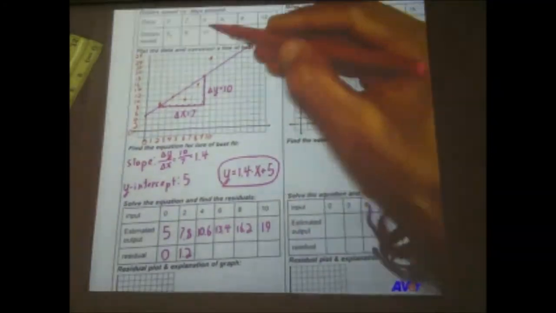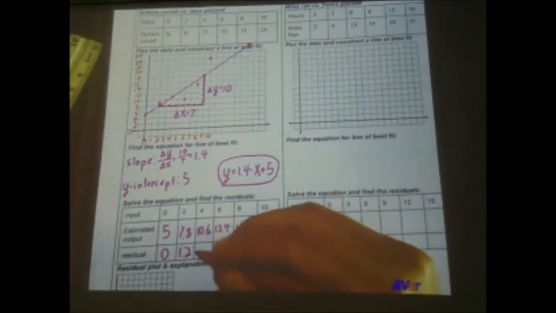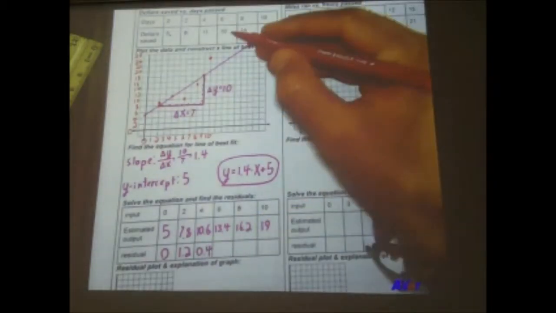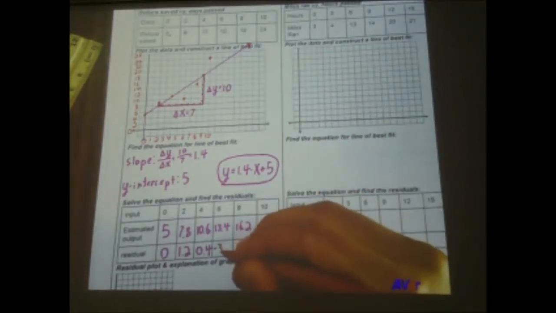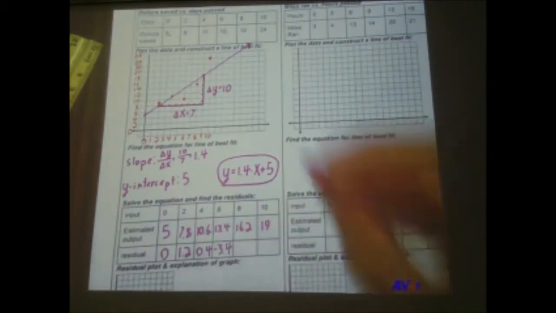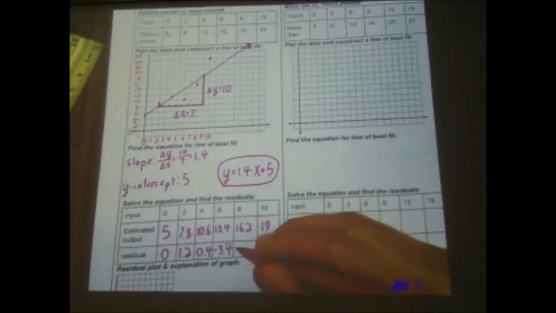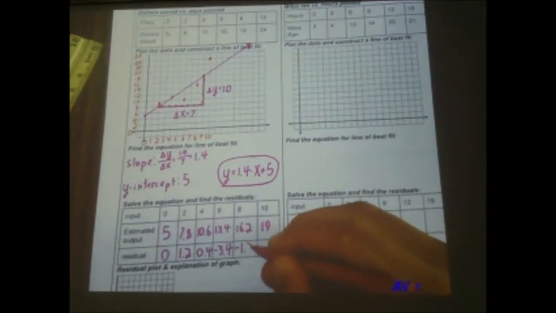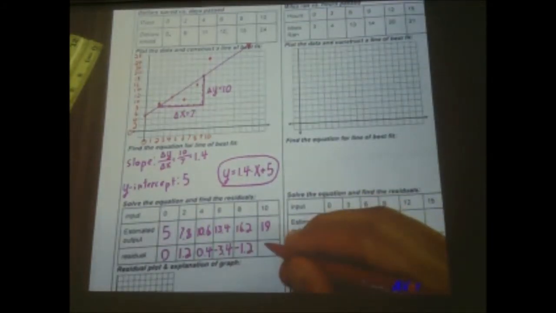And so I continue. My actual data is 11, minus 10.6 is 0.4. My next one is 10 minus 13.4, which is negative 3.4. My next one is 15 minus 16.2, which is negative 1.2. My next one is 24 minus 19, which is 5.